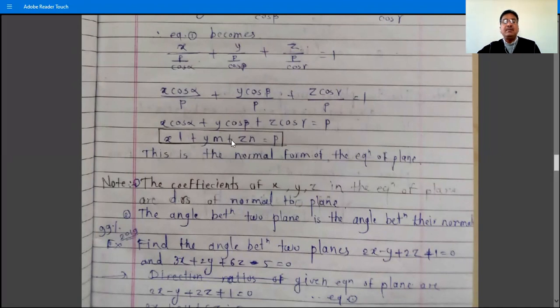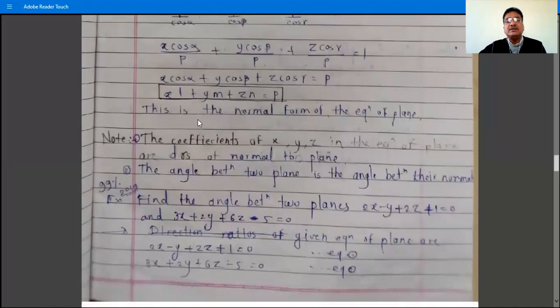So what are l, m, n? l, m, n are the direction cosines of the normal to the plane, and small p is the length of that normal. If the equation is in the general linear form, that is ax plus by plus cz plus d is equal to 0, then the coefficients of x, y, z are the direction ratios of the normal to that plane.